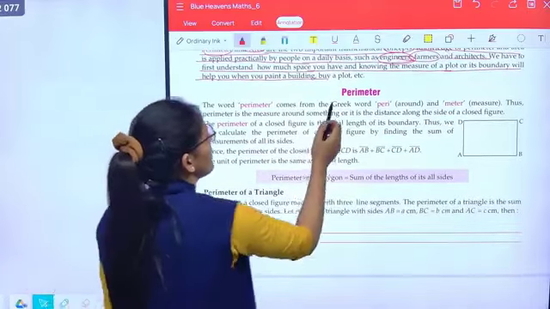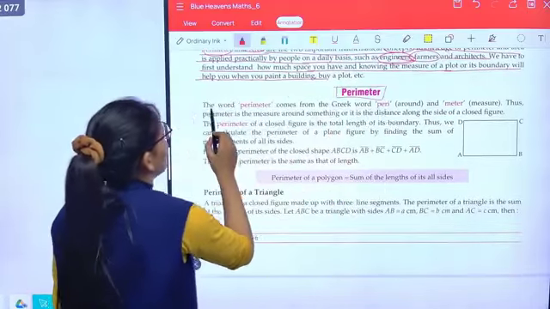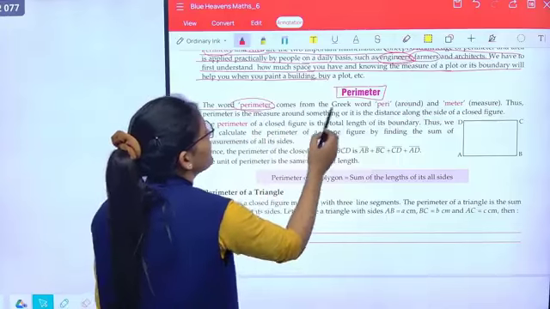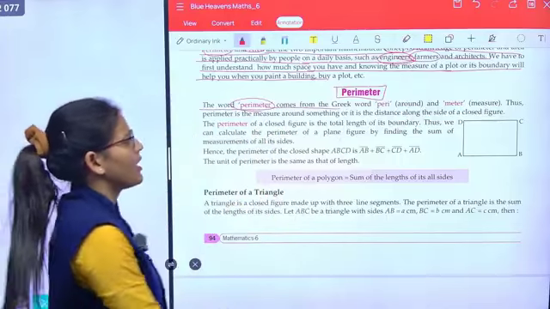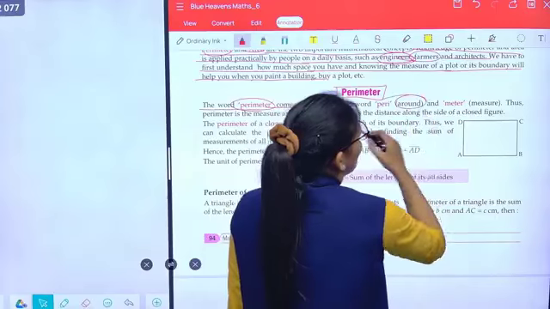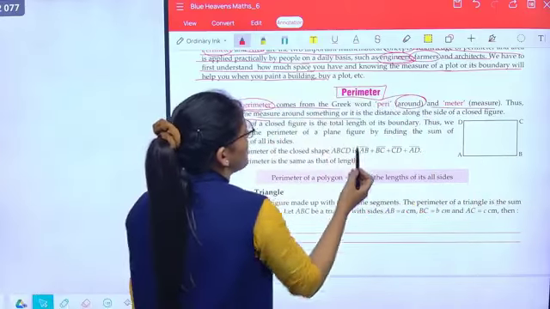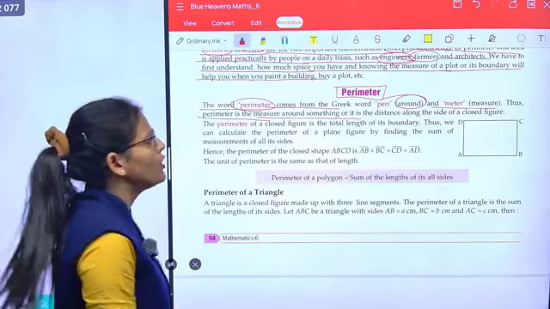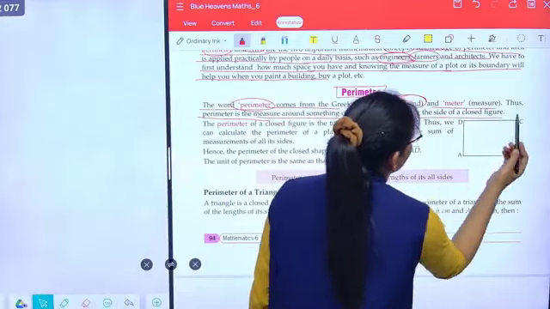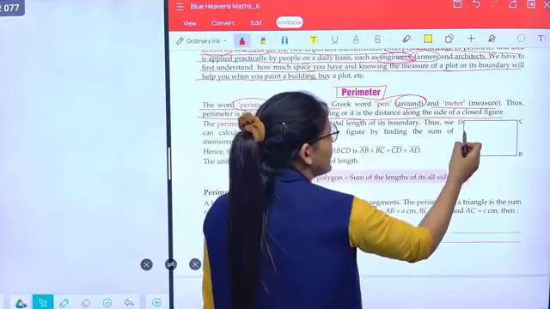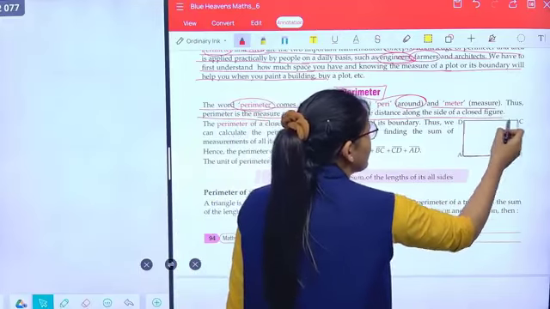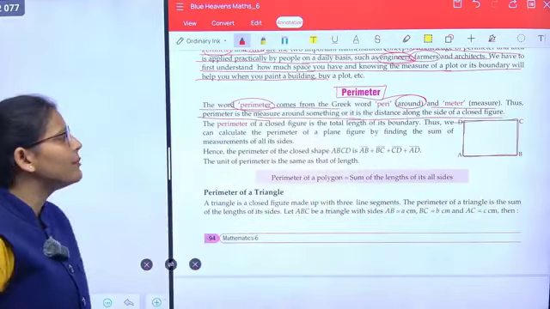Now class, come on, perimeter. The word perimeter comes from the Greek word peri, meaning around, and meter means measure. So perimeter is the measure around something, or the distance along the side of a closed figure. Class, what is perimeter? The total length of the sides is our perimeter.